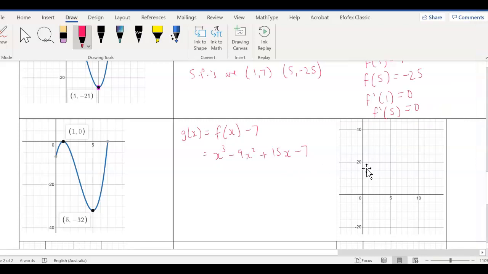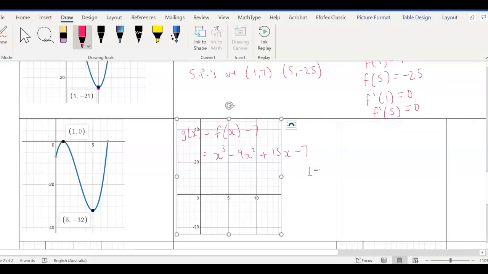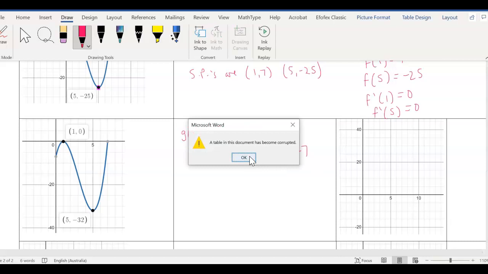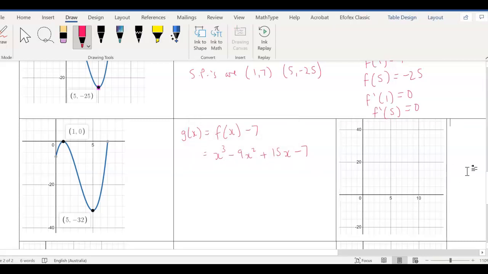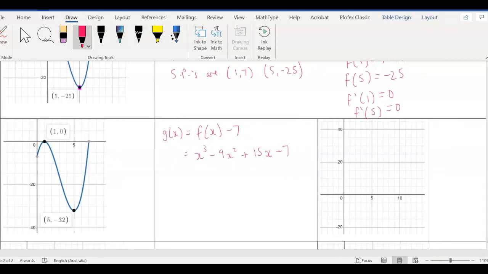So in this spot here, oh, no, didn't want to do that. Oh gosh, corrupted. Sounds dodgy, doesn't it? Sometimes, oh, can I save you before you scare me like that?